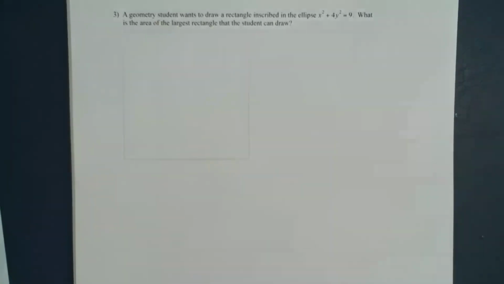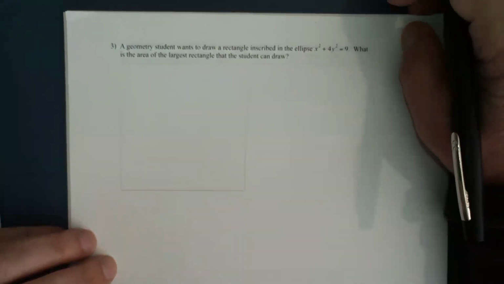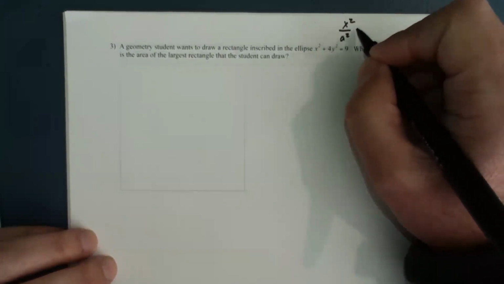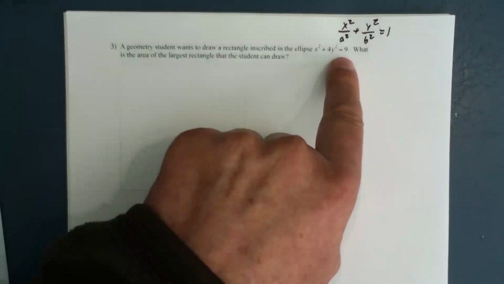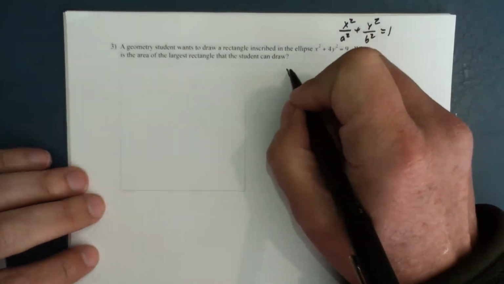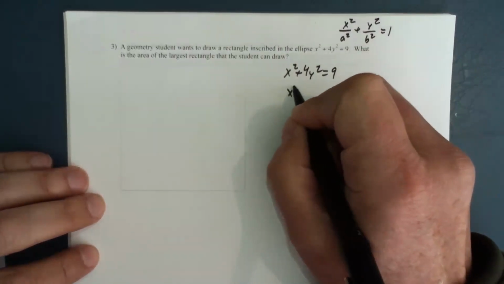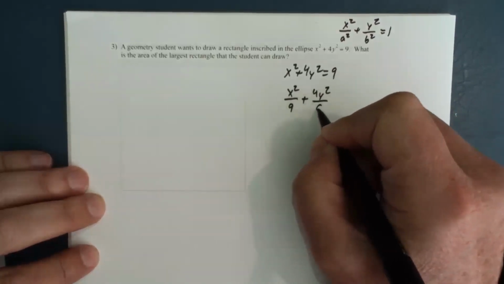Okay, let's break down this ellipse a little bit. Now, if you remember, an ellipse in proper form should be centered at the origin, like this. And it's not in that form. You'll notice it's not equal to 1. So I'm going to divide through by 9. I'm going to get x squared over 9 plus 4y squared over 9 equals 1.